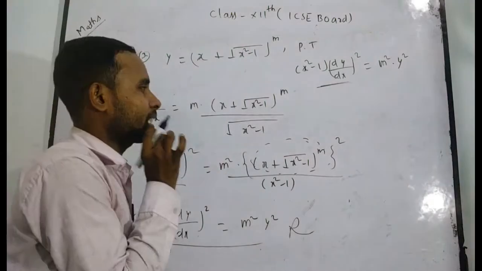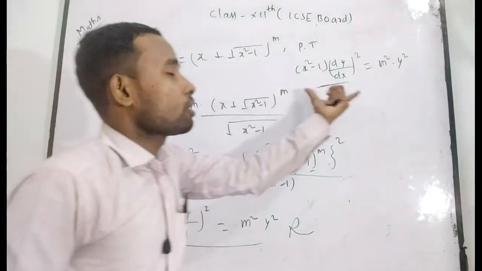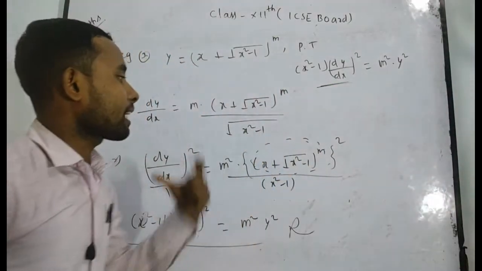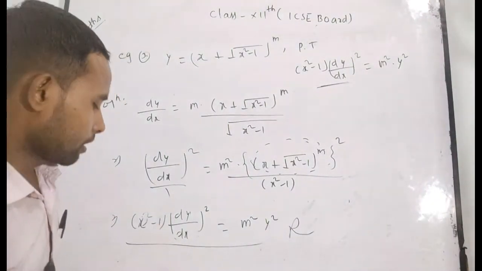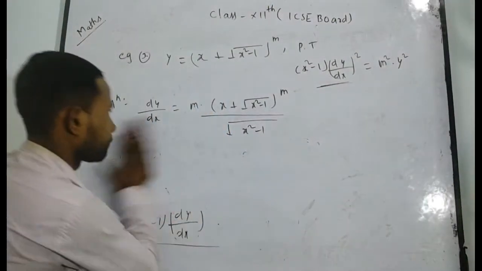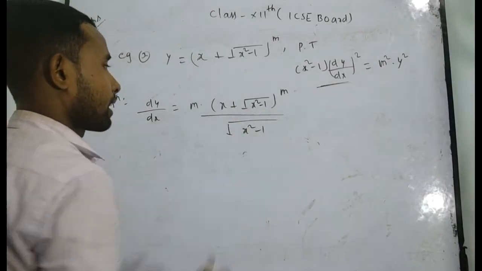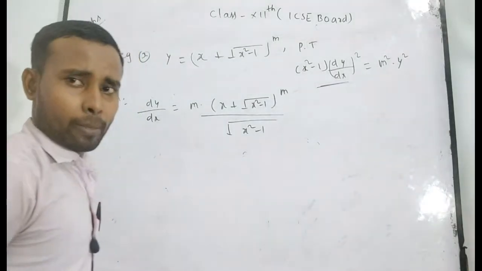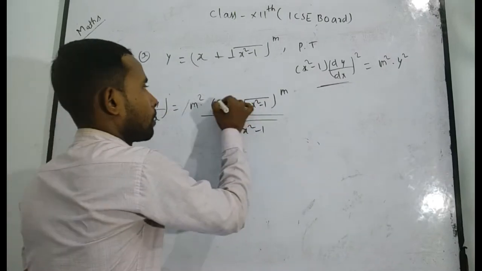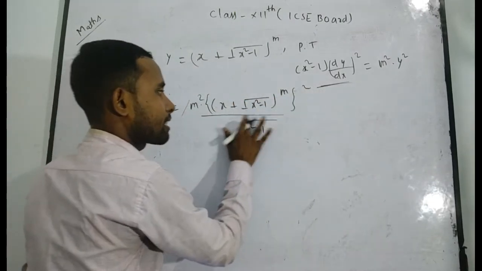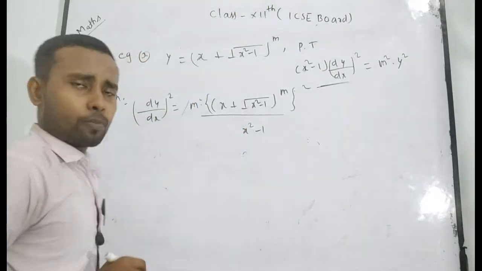All these problems are very easy. Only you have to utilize your mind. How can you reach this point? This is your second method. And if you want to solve by the first method, it is also very easy. How? See here. I want to have this part. If dy/dx is equal to m into x plus root under x square minus 1 to the power m divided by root under x square minus 1, then (dy/dx) whole square will be what? It will be m square, whole to the power 2, and the radical sign is removed simply. This is what? dy/dx whole to the power 2.